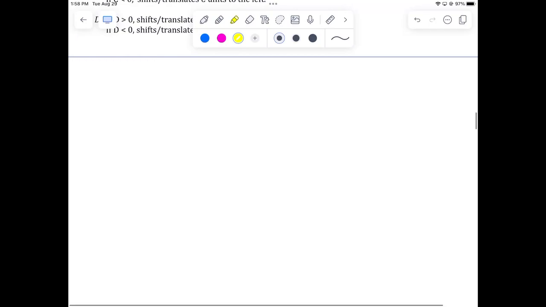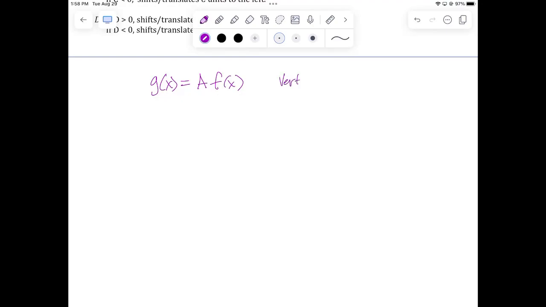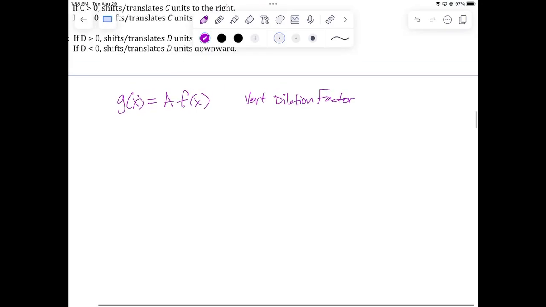So let's look at this. Let's say we have g of x. Oops, I did it with highlighter again. G of x equals a times f of x, okay? We're going to take them one at a time. A is your vertical dilation factor, which means it is a stretch or compression.